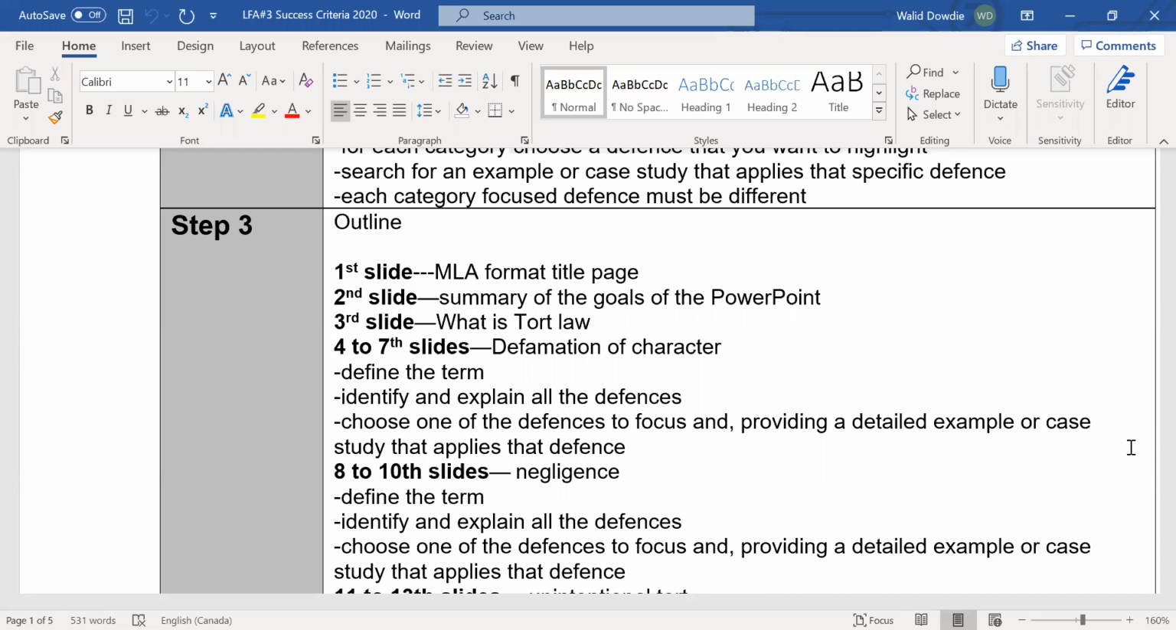So some are just, here are the defenses, here's an example of it, here's what the defense is, this is what it means. And one of them is like, look, here's truth. Truth is this. Here's a case study including truth, or here's a more detailed example of how truth is used in civil court as a defense against this specific type of tort.